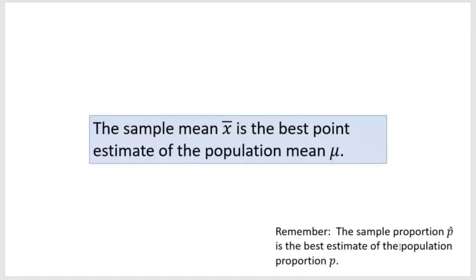The last time we talked about the sample proportion, which is p hat, is the best estimate of the population proportion p. So in both of these cases, for the proportion and the mean, the information you get from your sample is your best place to make your estimate for your population.